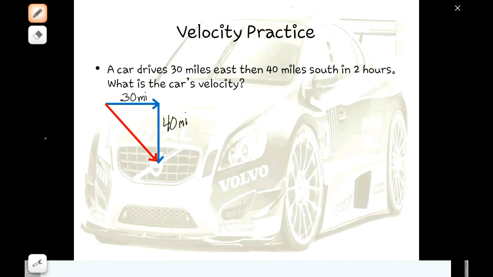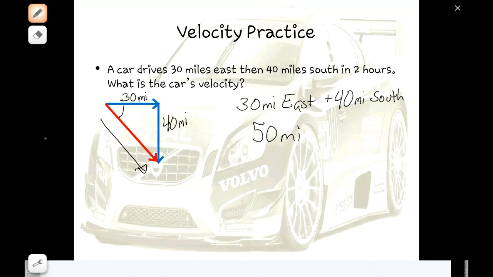Now we have to figure out what we get when we add these two, 30 miles east plus 40 miles south. That gives me the red vector here, which, if you recognize this, is a 3, 4, 5 triangle, and so this is going to be 50 miles in that direction, whatever direction that is.